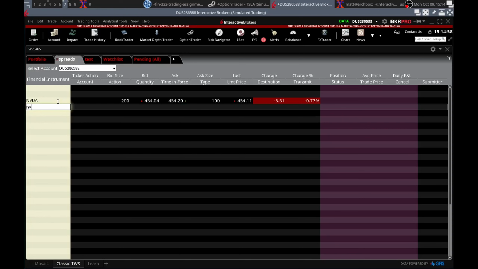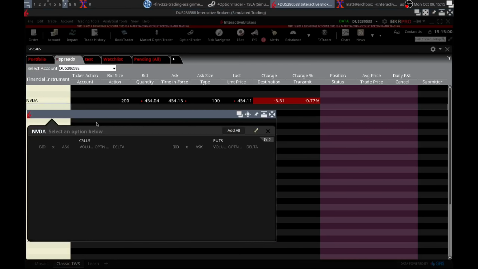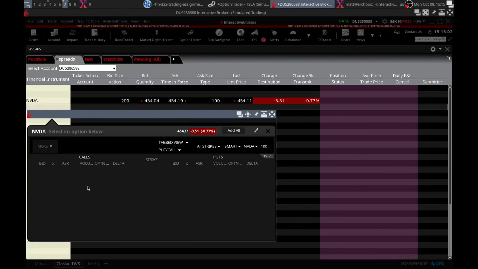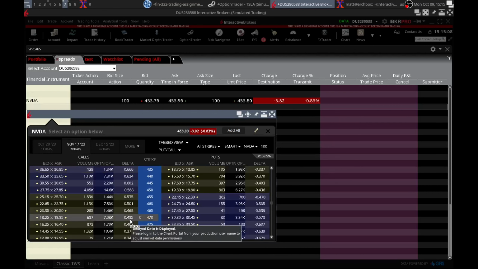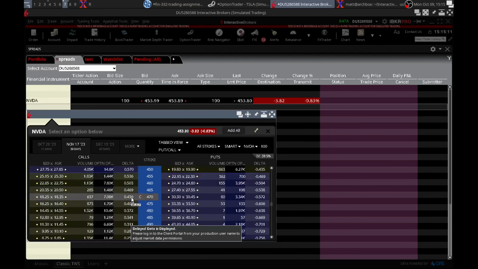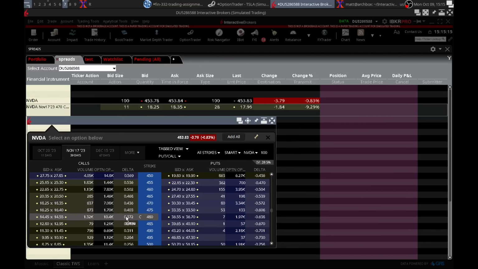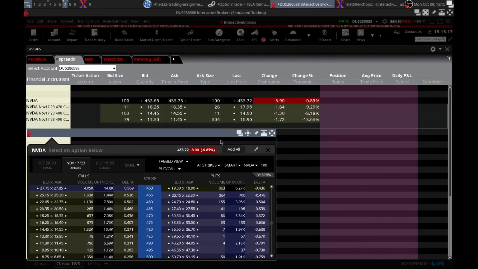So I'm going to sell a call option on this. I want to go at least 11 days out. I want to go 39 days out, more reasonable. And I'd probably want the 470s. I should be able to click multiple ones, 470, 480, 490.